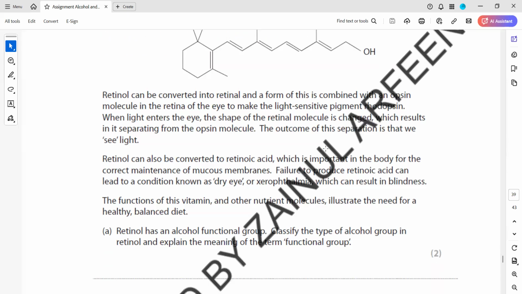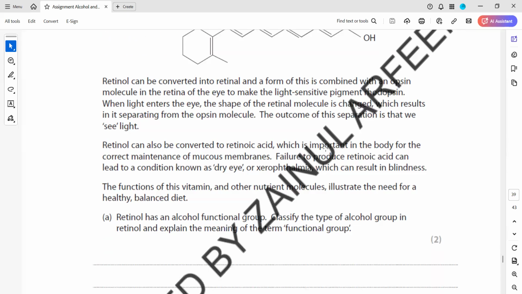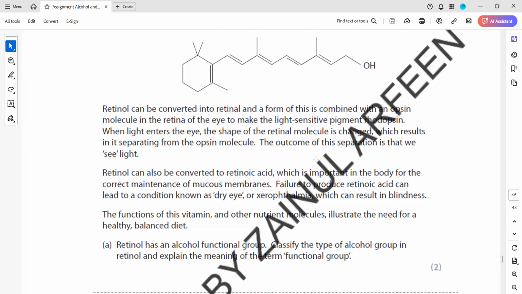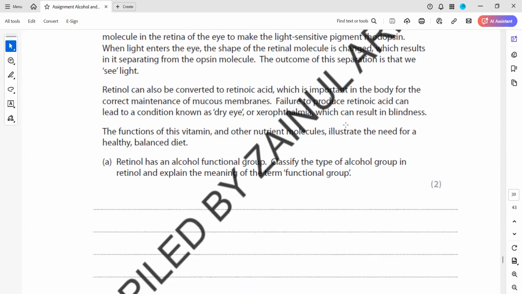So basically, what is happening? Retinol is converting to retinal, and then back because of the light. The main thing is that the light sensitive pigment is there. So the function of this vitamin and other nutrients illustrates the need for a healthy and balanced diet. For example, carrot has a high percentage of this chemical, so for the eye, it is beneficial. Or any food which is enriched in vitamin A.